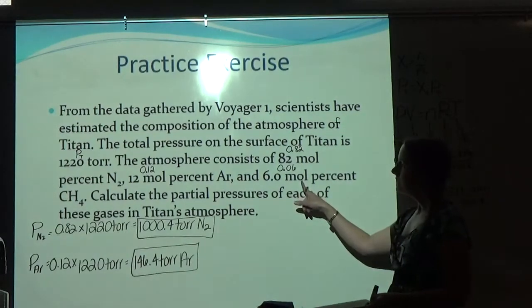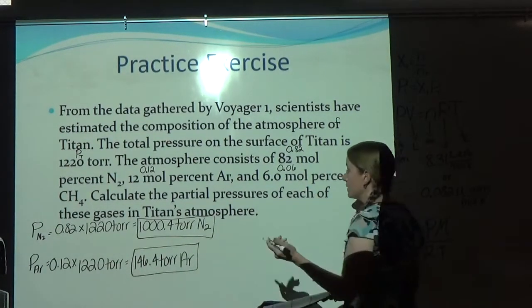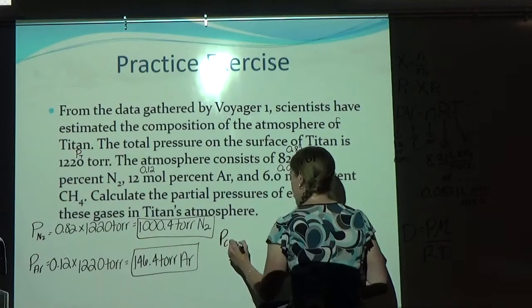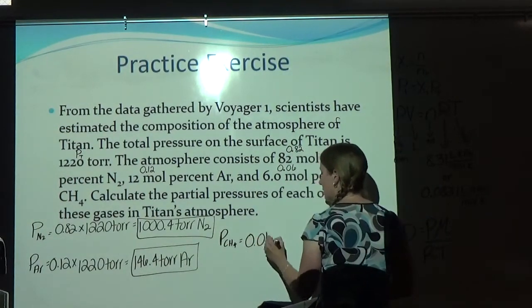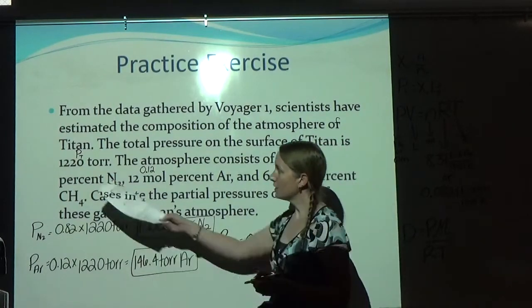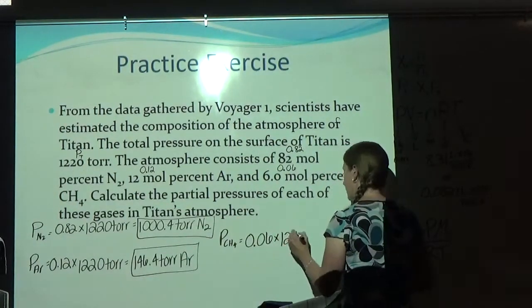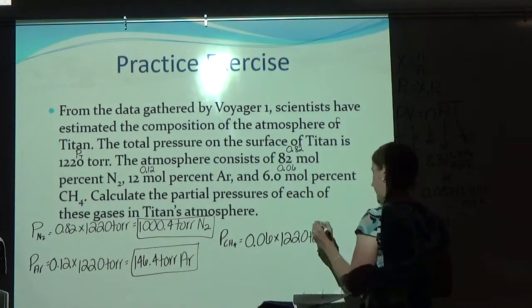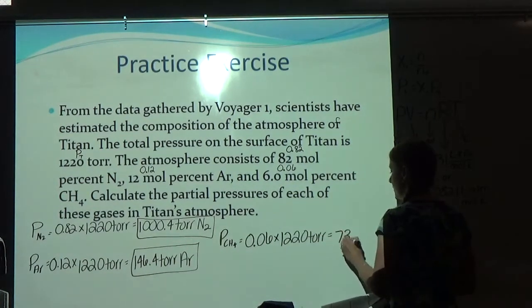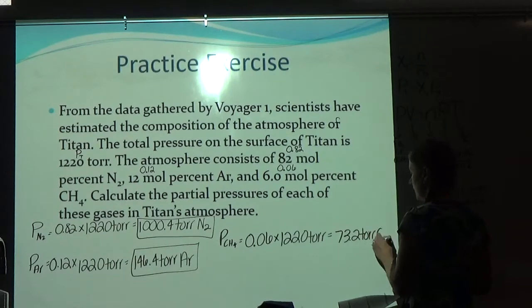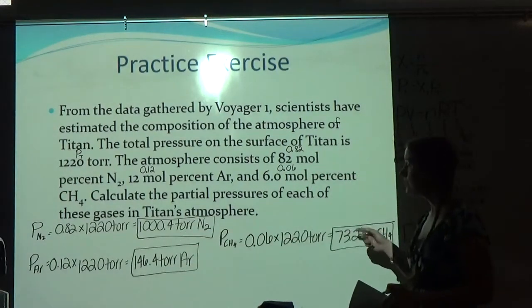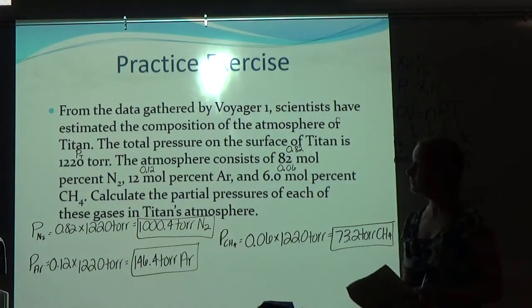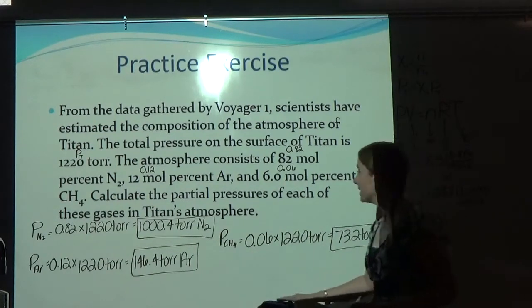Alright, and then our last one is, of course, methane. So for methane, we do the mole fraction for methane, which is 0.06, times our total pressure, which is 1220 torr. And so I get 73.2 torr, and then my substance is methane. And so you can check your answer, because once you add these three numbers, you should get 1220 again. Alright, so hopefully you got that one right.